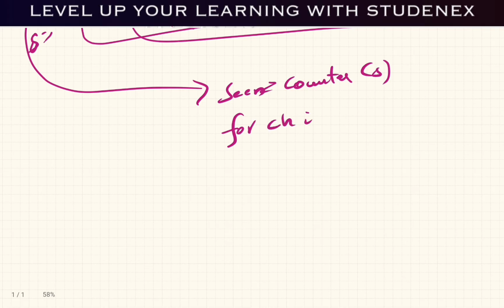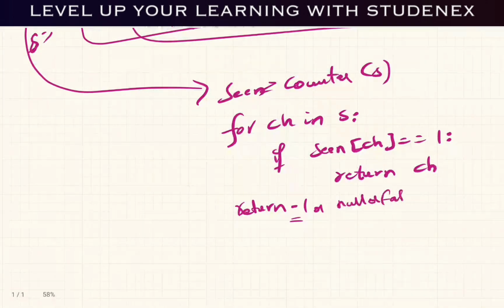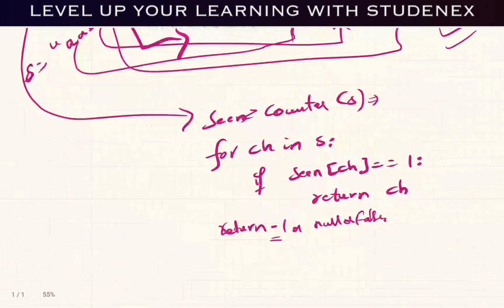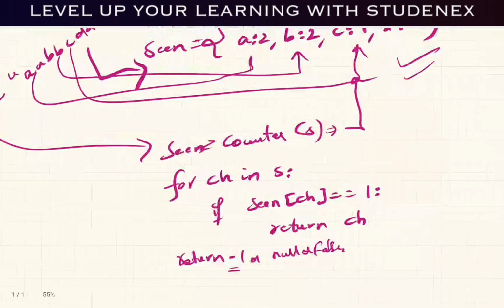So for character in string, if seen of character is equal to 1, return the character. If no character has a frequency of 1, I'm going to return -1, or null, or false, whichever is needed for the statement, the interview, or the OA. So in the first step, we take the Counter, which counts everything, and then I iterate over each character.